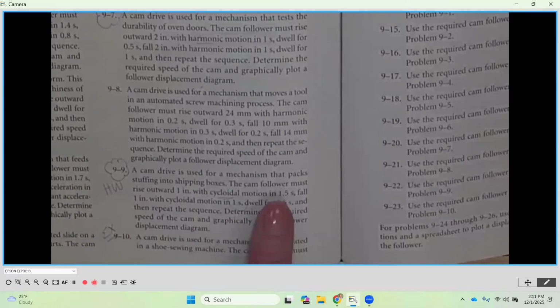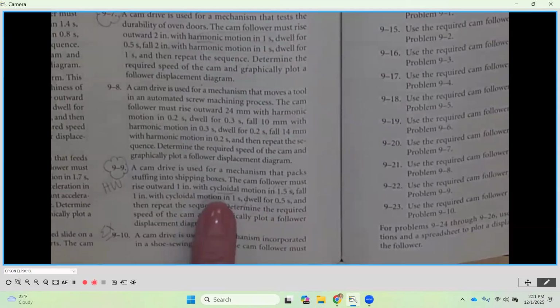Now this time, notice the times are not the same. This will not be a mirror for you, okay? But the size of the circle is the same, because it's a 1 inch rise and a 1 inch fall. And then you're going to dwell for a half inch and then you're going to repeat. So just 3 steps here in the full rotation, but you can't mirror the cycloidal this time.